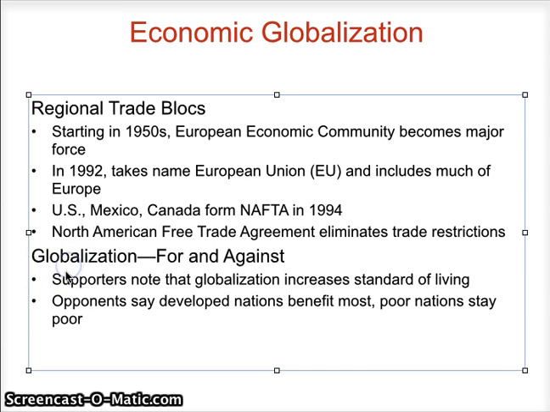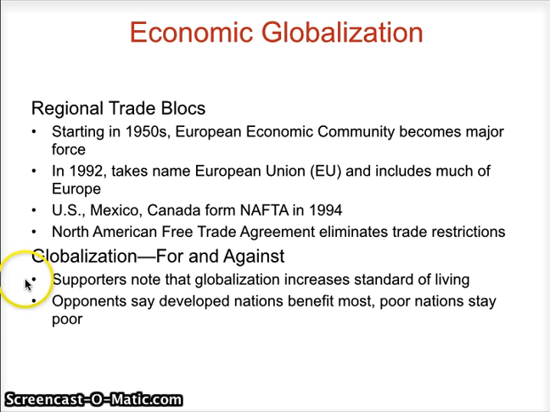Globalization for and against. Now, there are some people who support globalization because globalization does increase a standard of living. Because there are more products being passed around the world, there are more ideas being passed around the world, that means that people have a better quality of life. But at the opposite end, many people say that developing nations benefit the most from globalization, whereas poor nations stay poor.